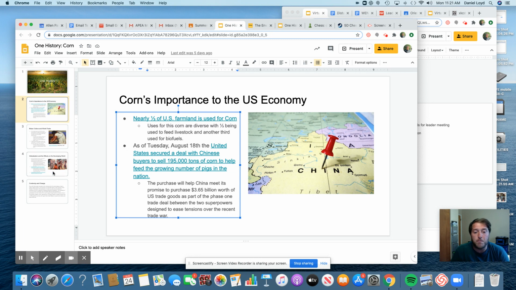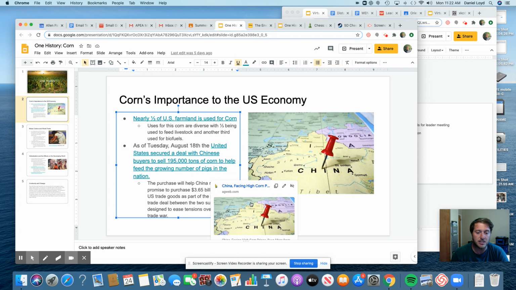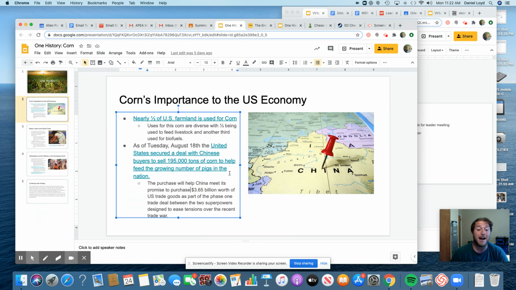All right, so the big thing that I took, this is actually from a news article that happened just the other day. This is from AgWeb, an industry group that deals with agriculture. Last Tuesday, August 18th, China agreed to buy 195,000 tons of corn to help feed their growing pig population. This is a big deal for a lot of reasons.